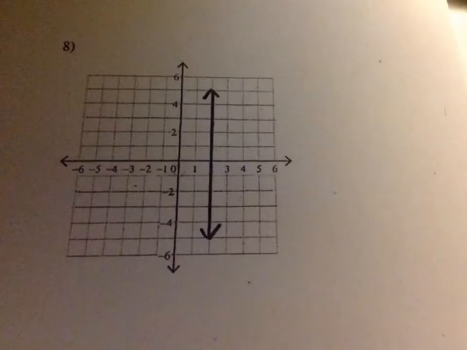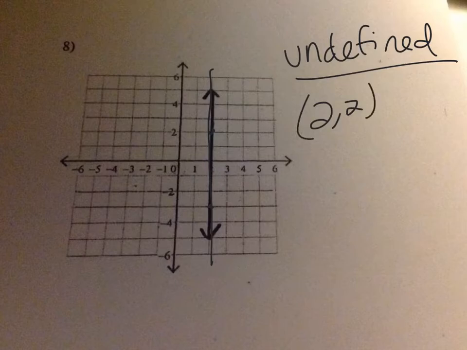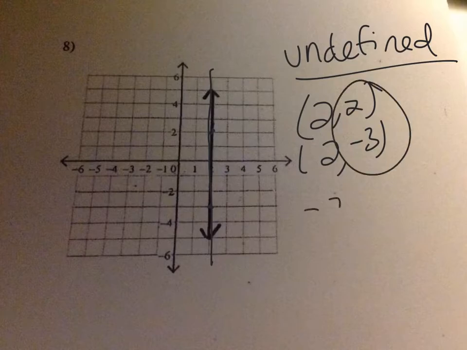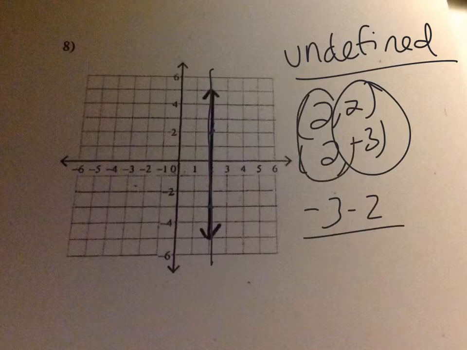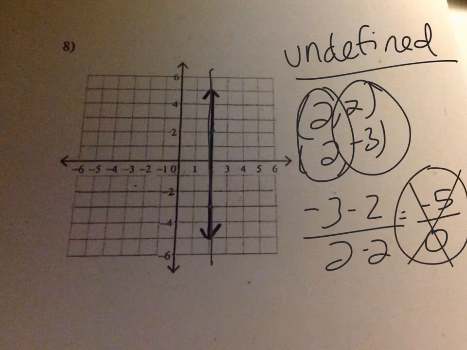For number 8, we have a vertical line, and you might remember that vertical lines have an undefined slope. The reason is that if I take any 2 points on the line, let's say (2, 2) and (2, negative 3), and subtract the y values, which is the rise, negative 3 minus 2, over the run, the x values, 2 minus 2, what I get is negative 5 over 0. And we cannot have a denominator of 0, and that's why the slope is undefined.